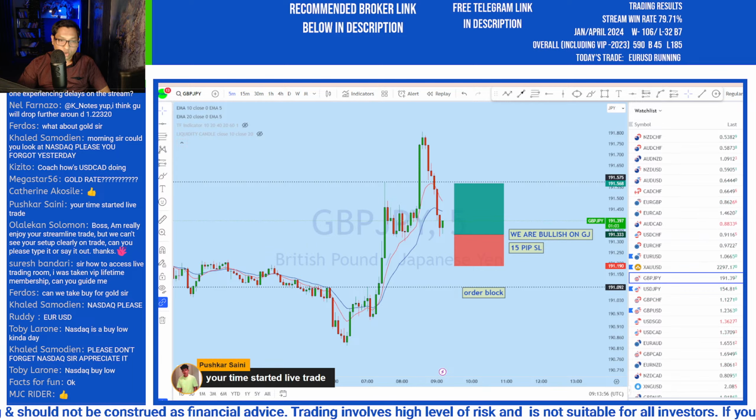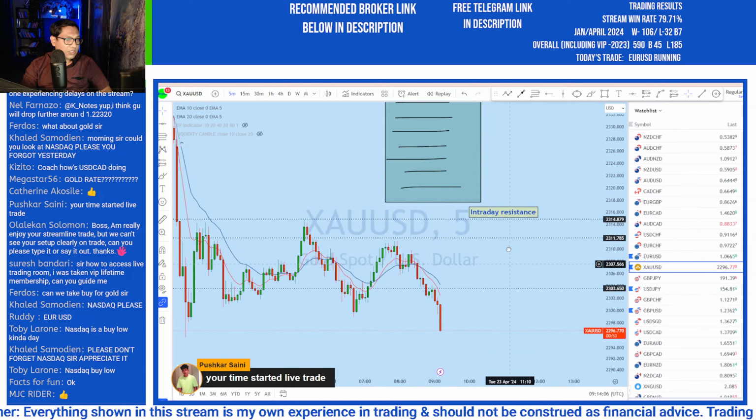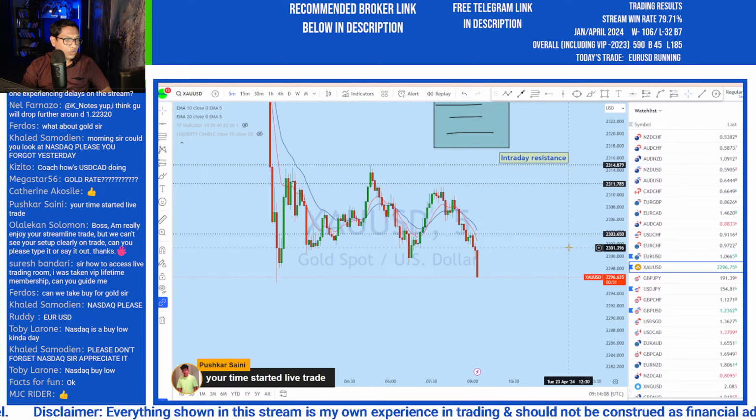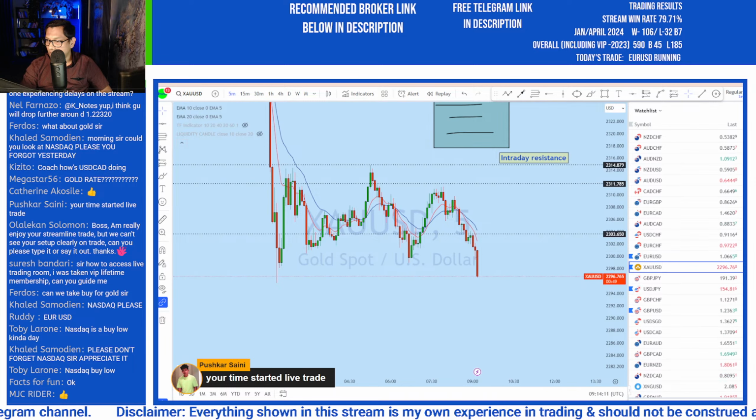Gold started to drop in the major direction of the trend, and we can see the market started to drop now on gold to the downside. It's a long-term bearish market. We see again another breakdown on gold for the support as expected, and we are running a good trade on gold as well. So on GJ, the market started to bounce.